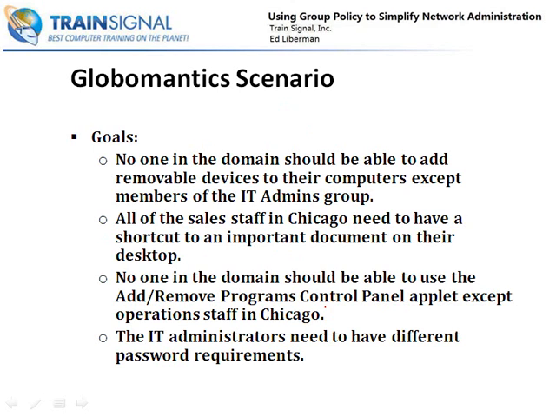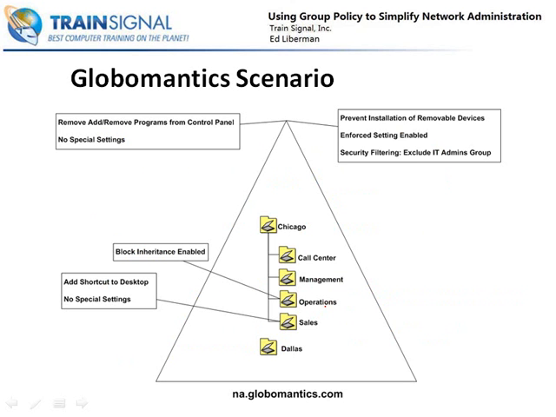Now, the last goal in our global Mantic scenario was that the IT administrators need to have different password requirements than everybody else in the domain, and this is not done through group policy. This is going to be done through something called the password settings object, so I'll show you that when we go into the interface. So this is the complete scenario as far as group policy objects are concerned.